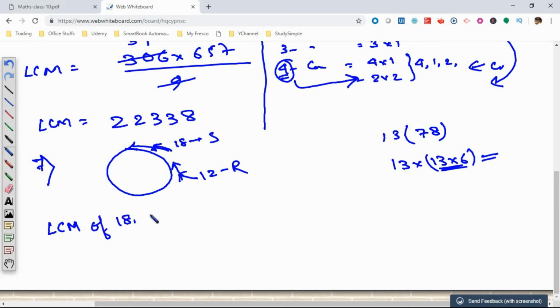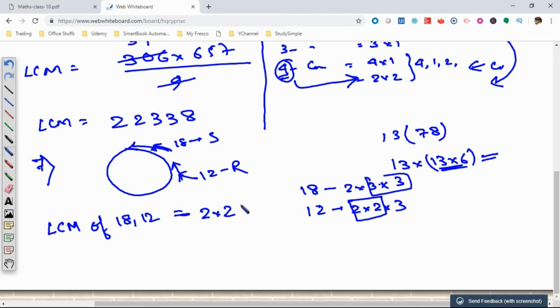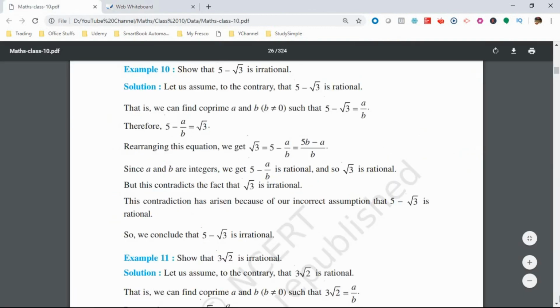So we can find the LCM of 18 and 12. 18 equals 2 into 3 into 3, whereas 12 equals 2 into 2 into 3. So 3 is common, right? The LCM takes the highest powers: 2 squared, which is 4, and 3 squared, which is 9. So 4 into 9 is 36. So after 36 minutes from the start, they will meet again. So again we will come back with exercise 1.3.